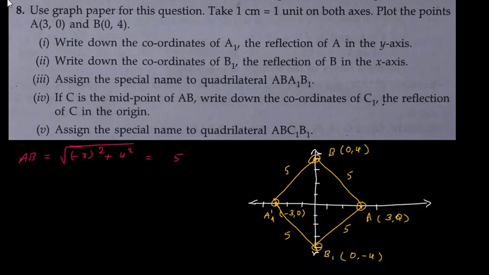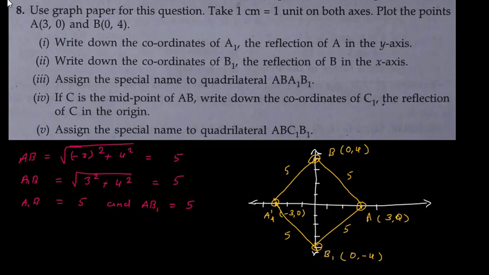Similarly, you will find A1B. So here it is 0 minus 3. 0 minus 3, it will become plus 3. So it is 3 square plus 4 minus 0, it is 4 square. So again this is 5. Similarly, you will find A1B1. This also you will get 5. And AB1, this also you will get 5. So all these 4 lengths you are getting 5.